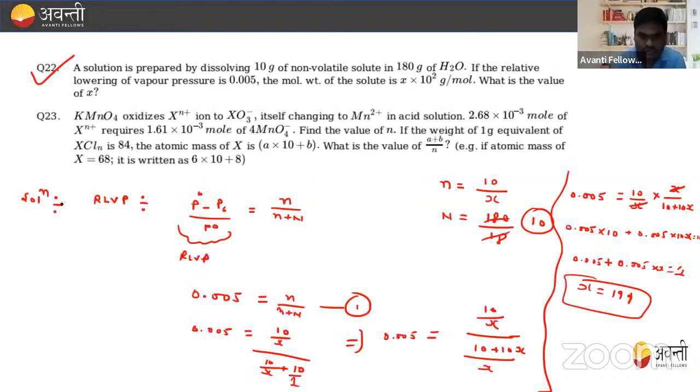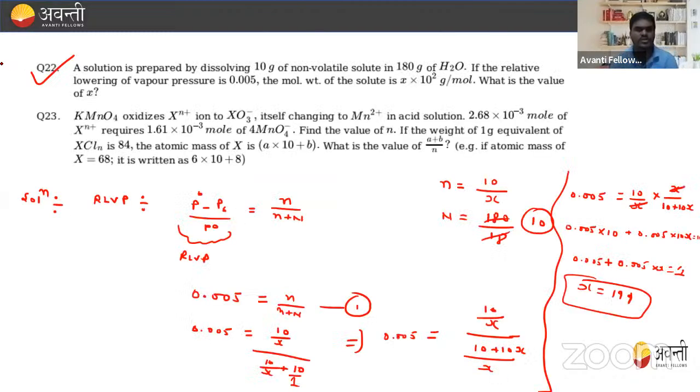Now let's see question number 23. We already discussed question number 22. Now what is question number 23? So according to this question, what do they ask basically?